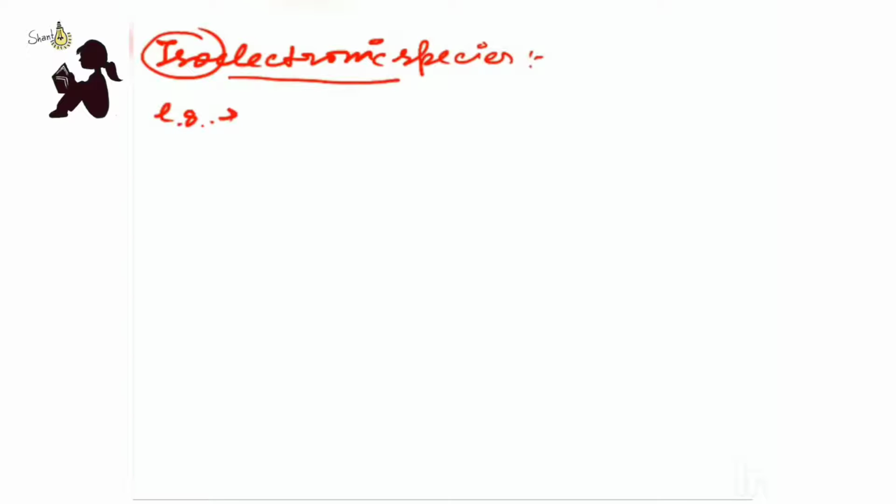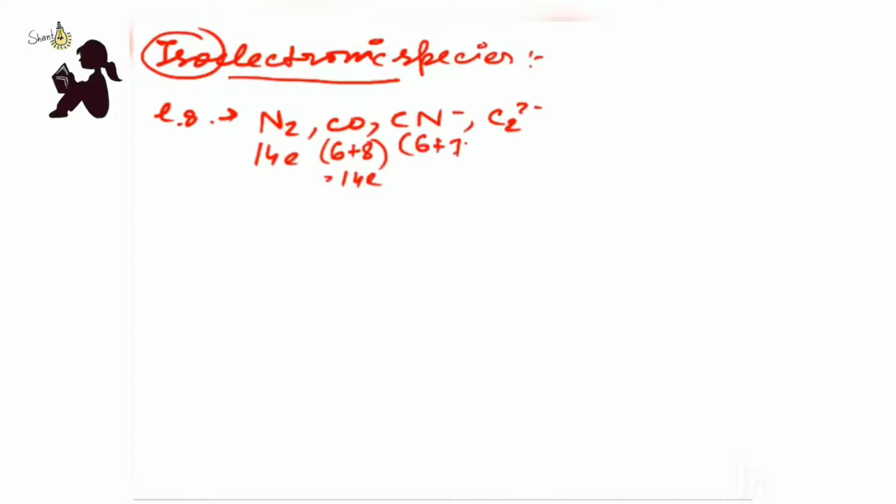Example, let's see. That is our N2, CO, CN minus, C2 2 minus. So here it has 14 electrons. So here you can see 6 plus 8, it has also 14 electrons. Here also 6 plus 7 plus 1, that is it has also 14 electrons, and here also 6 plus 6 plus 2, it is also 14 electrons. So they all have 14 electrons. So that is why they are called isoelectronic species. Okay.